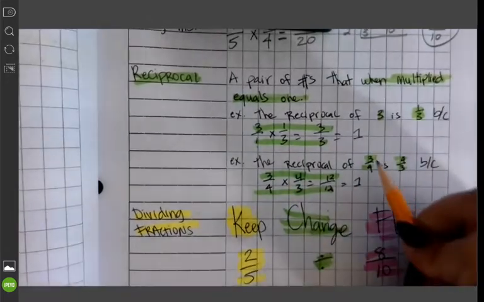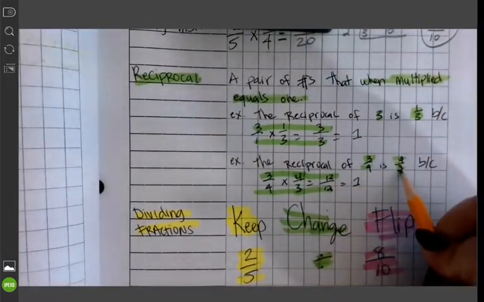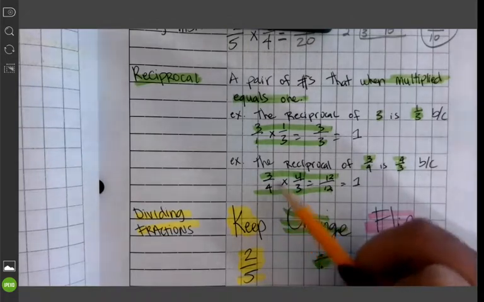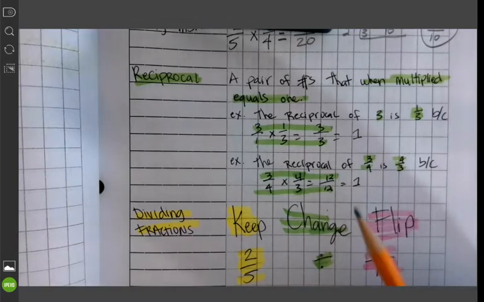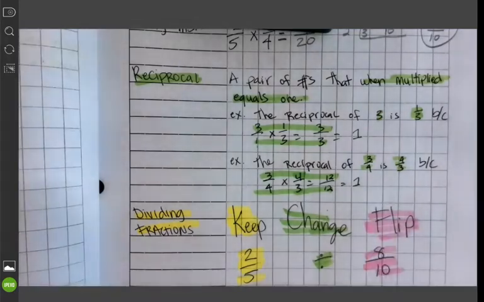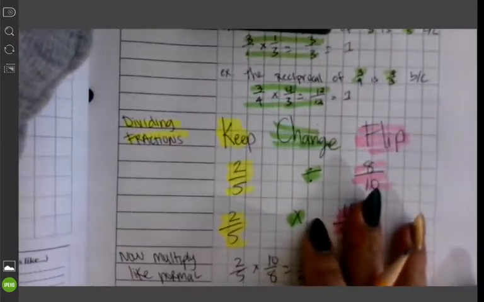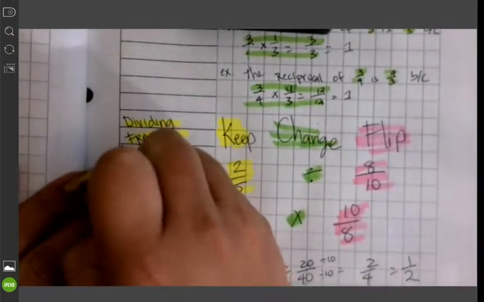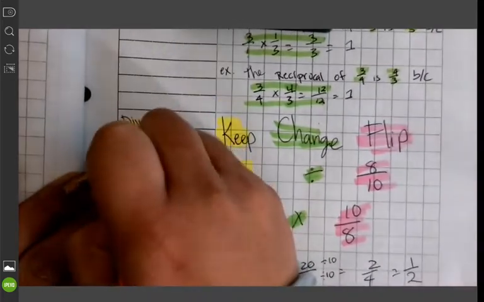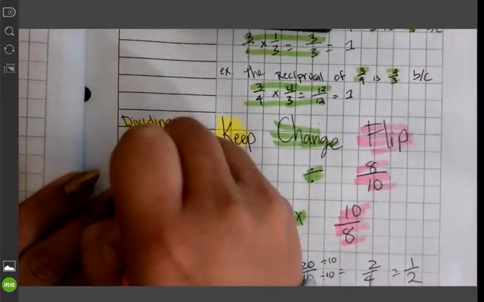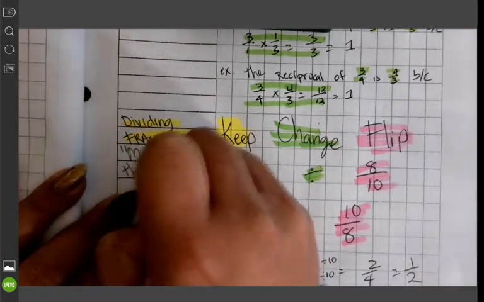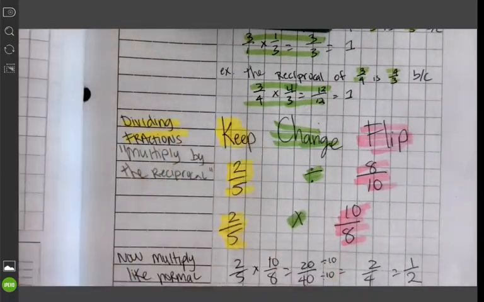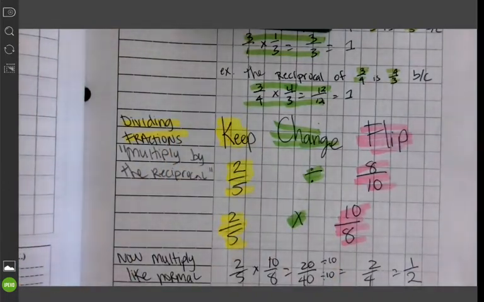Right, the reciprocal of 3/4 is 4/3, because 3/4 times 4/3, 3 times 4 is 12, 4 times 3 is 12, 12 over 12 is 1. So dividing fractions will involve the word reciprocal. I forgot to write it in our notes, but I'll write it right now. Dividing fractions, the real math term is called multiply by the reciprocal. That is the math way of saying divide fractions.